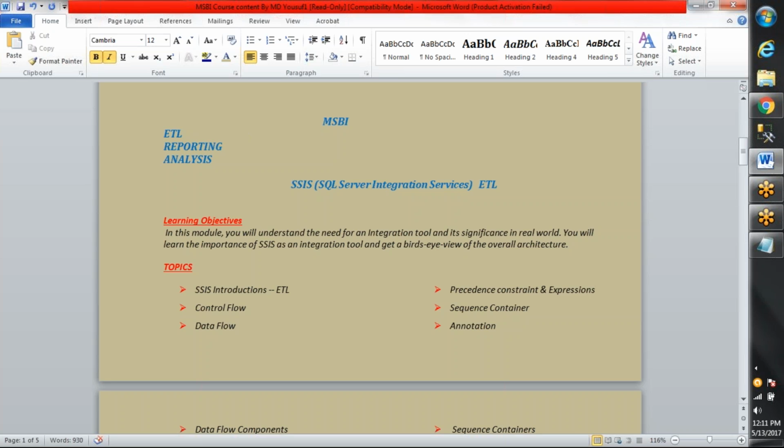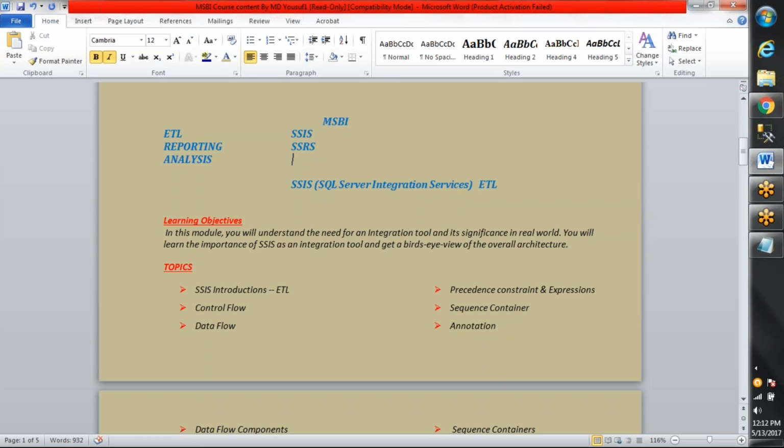For ETL, we have a tool called SSIS. This tool is a part of MSBI and is used to do the ETL work. What ETL is, we are going to look into within a moment. We also have SSRS, which is SQL Server Reporting Services, another module of MSBI used for reporting. Data visualization and data reporting, everything you can do in SSRS.